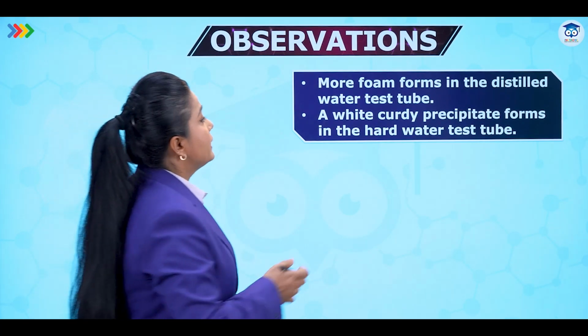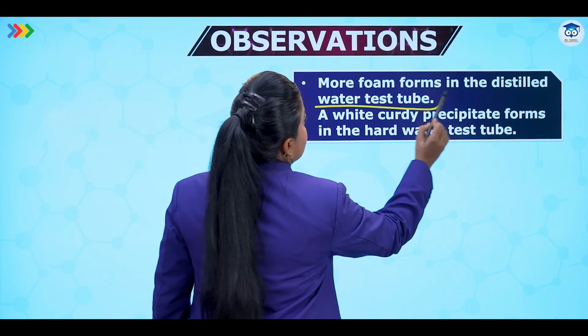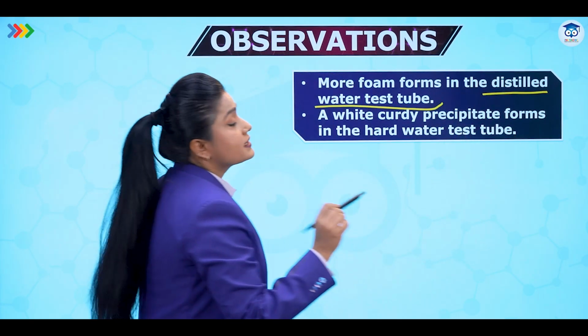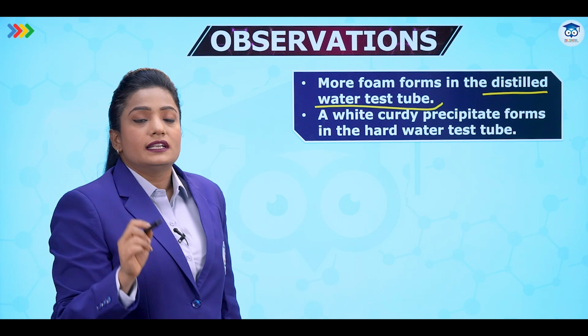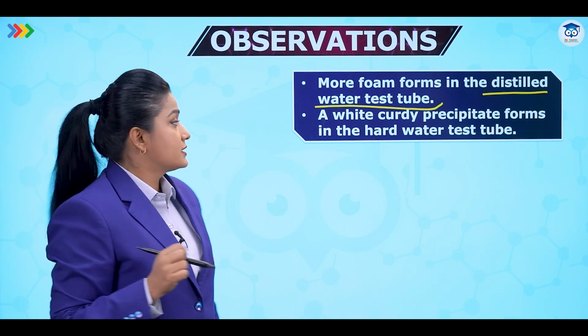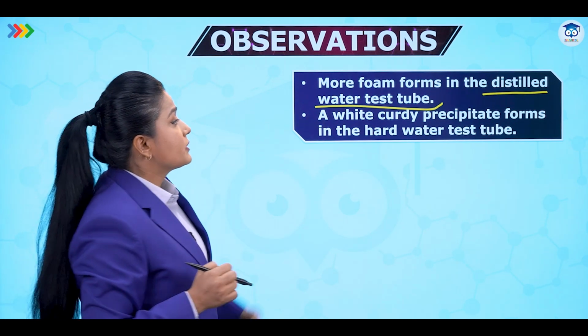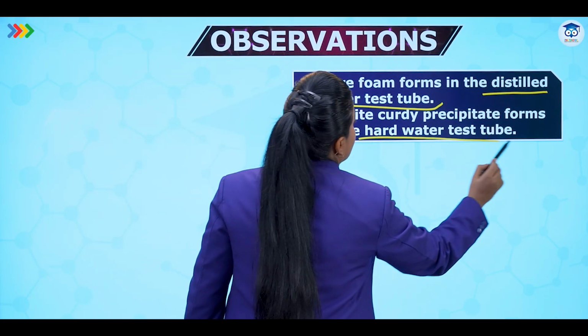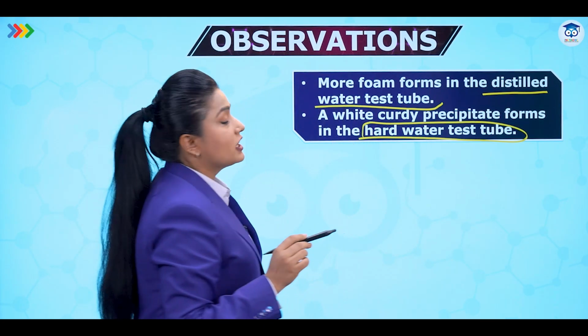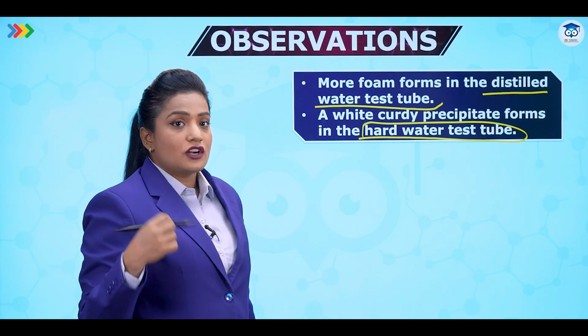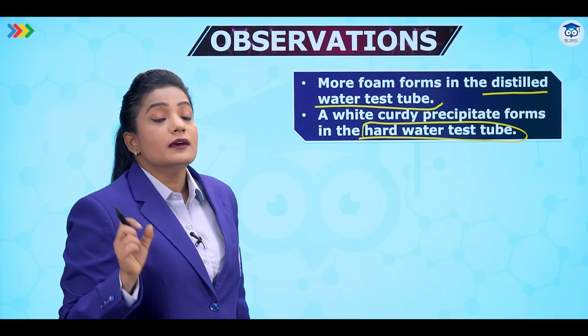More foam is formed in the distilled water test tube. Why so? Because distilled water is soft water. It does not contain calcium and magnesium salts. A white curdy precipitate forms in the hard water test tube because it has calcium and magnesium salts present. So when we add soap to it, it forms a white curdy precipitate.